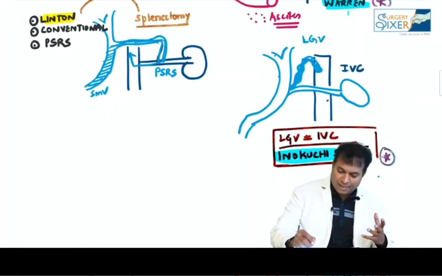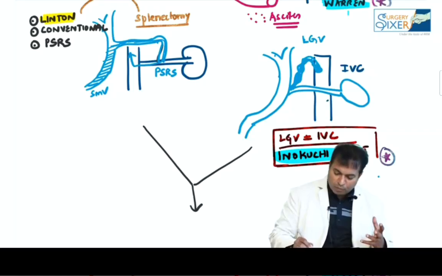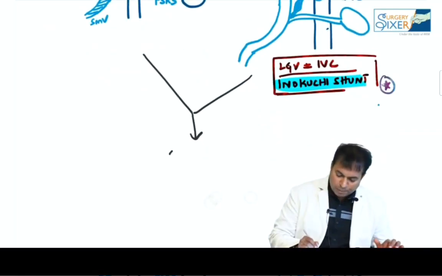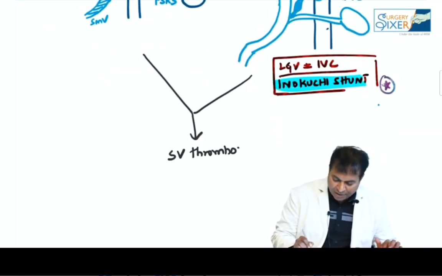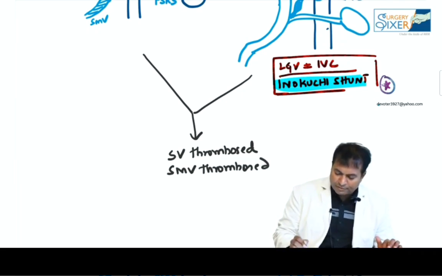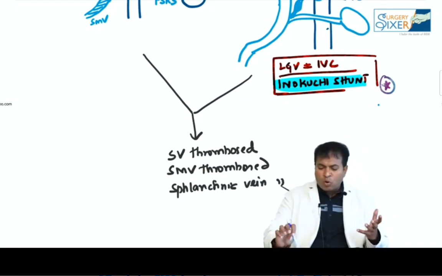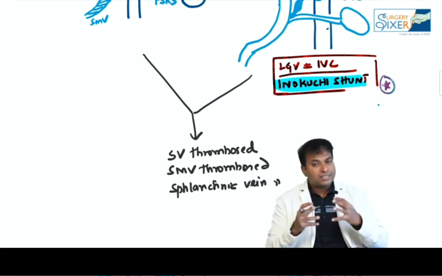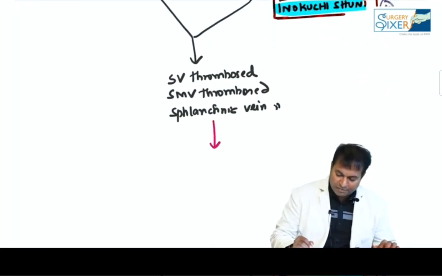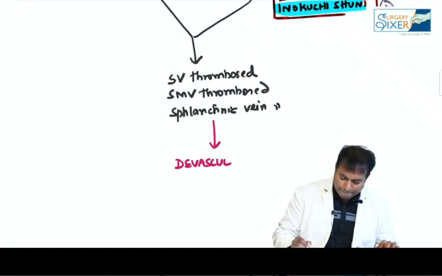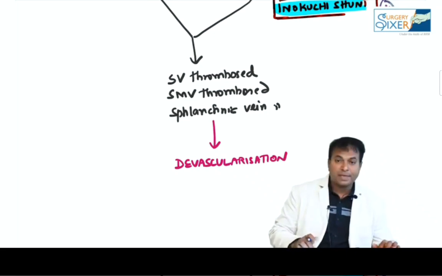This is done by us, surgical gastroenterologists. We do these shunt operations. Now please don't forget one important scenario which can happen: if the splenic vein is thrombosed, or the superior mesenteric vein is thrombosed, or if the splanchnic veins are thrombosed, there are no veins available. The veins are not feasible for shunt operations. At that time comes one important operation known as devascularization operation. Devascularization is the last operation for bleeding esophageal varices.